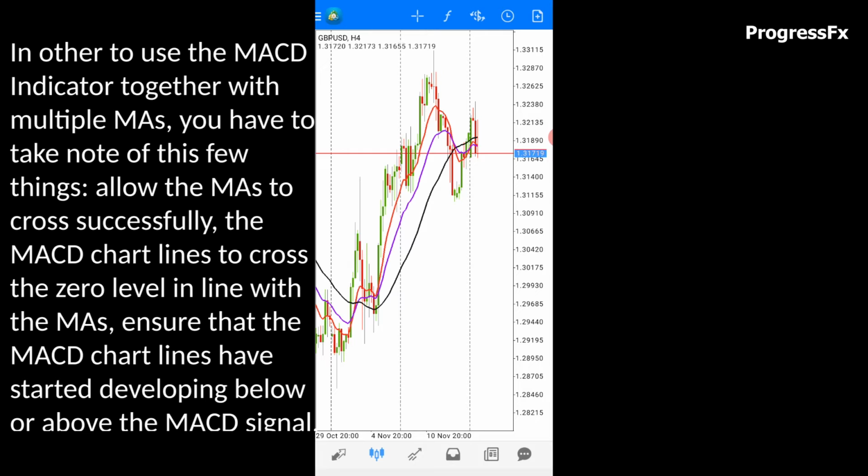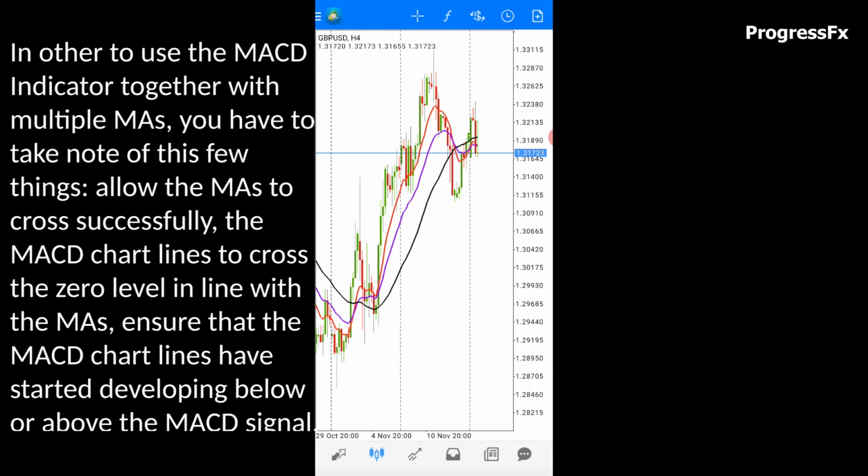This is the 3 most powerful moving average discovered by Progress Forex, and trust me, if you learn how to use it properly, we've been teaching about it in most of our videos, and trust me, you will enjoy your trading with less stress.